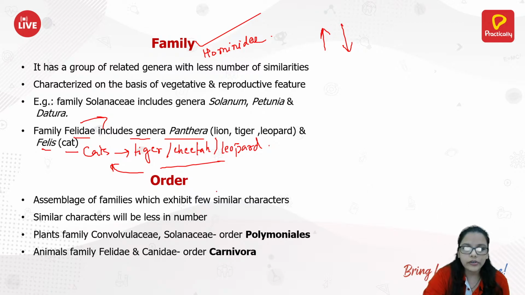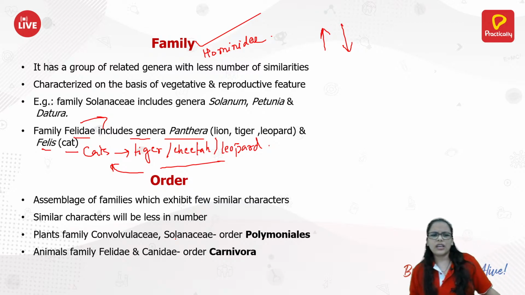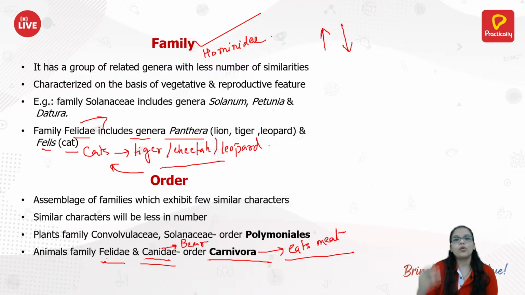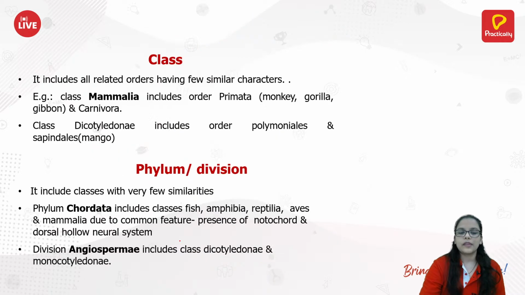Now order, again few number of similarities, just some little bit of commonality. So they're all carnivores. That's why they are in the order Carnivora: Felidae and Canidae, and bear. Polar bear, sloth bear. These are all carnivores in the order Carnivora.